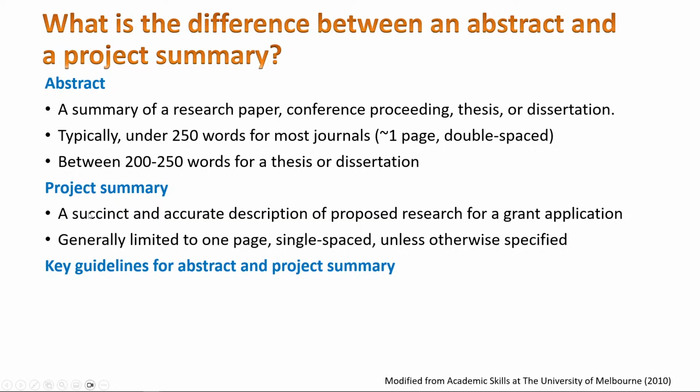A project summary is different. A project summary is a concise and accurate description of the proposed research for a grant application. So you provide a concise and accurate description of the proposed research for your grant application. It is generally limited to one page, single space, unless otherwise specified. This is very important.